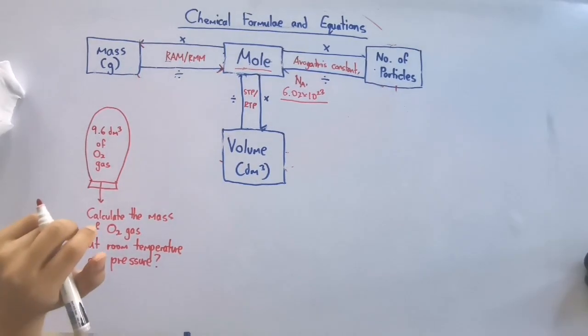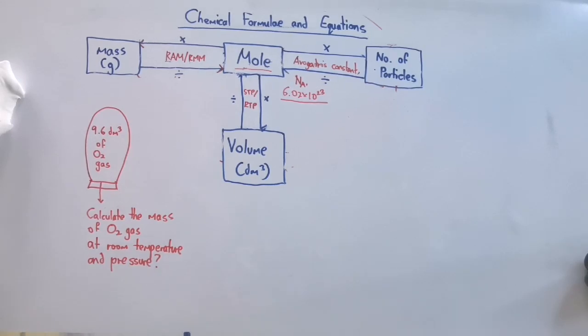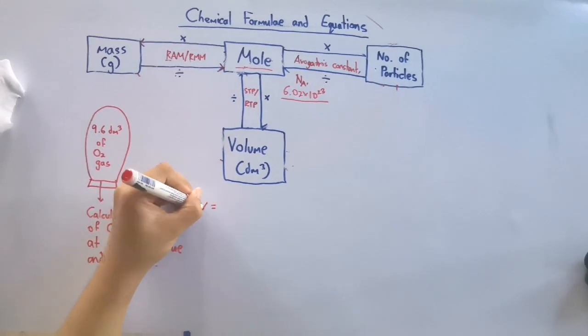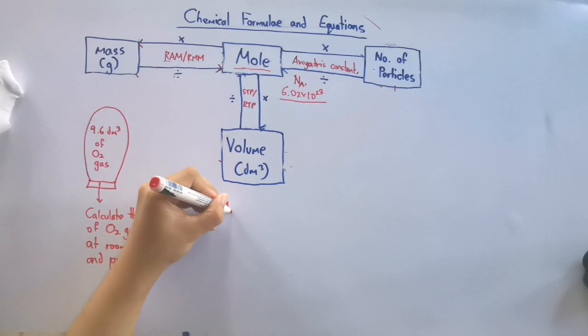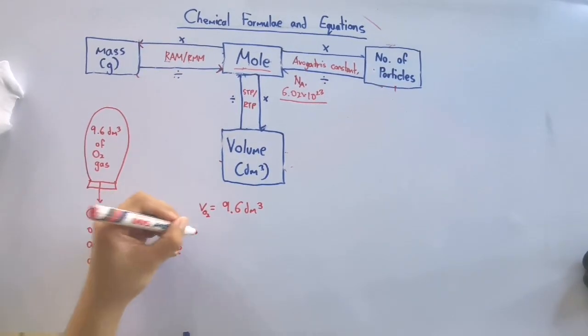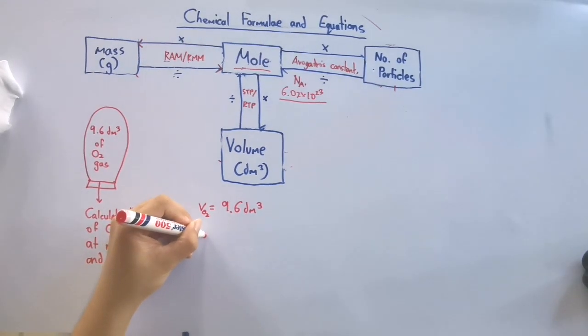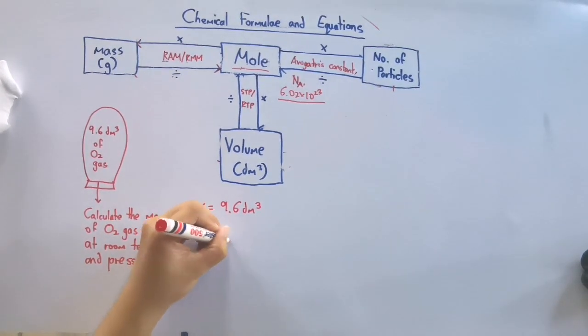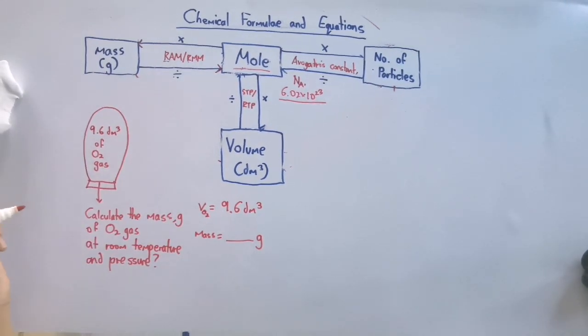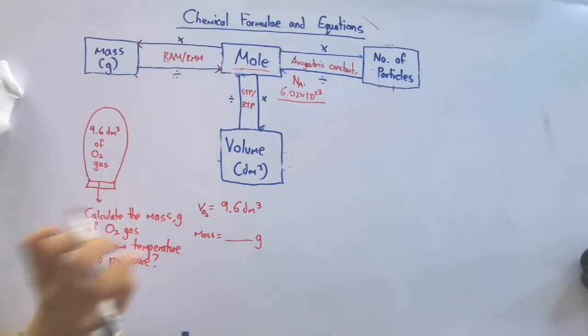Okay, so let's do this. Whenever we do a calculation question for chemistry, my suggestion to you is always list down what is given and always see what you want. In this case, the question gives us the volume of oxygen as 9.6 decimeter cube. The question asks us to find the mass of the oxygen gas in grams. Sorry, I forgot to put it down. Mass in grams.